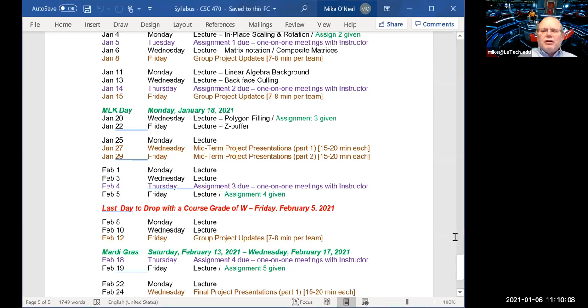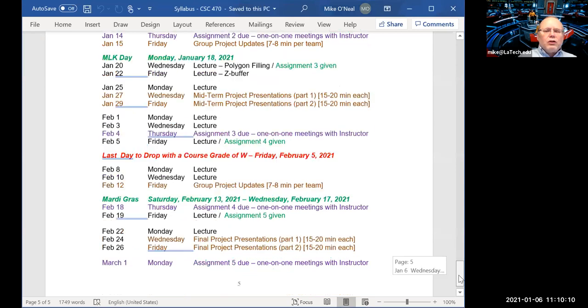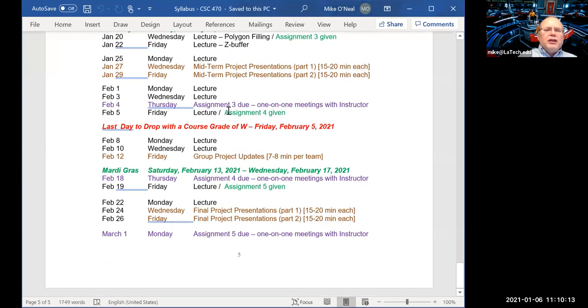What I did there for assignment 4 is I'm giving it a little later, because I pushed it back. So it's a week later. It used to be due right before Mardi Gras, and I went, well, screw that. I doubt there's going to be much Mardi Gras this year because of COVID. So I moved it to be due the day after we get back from Mardi Gras.